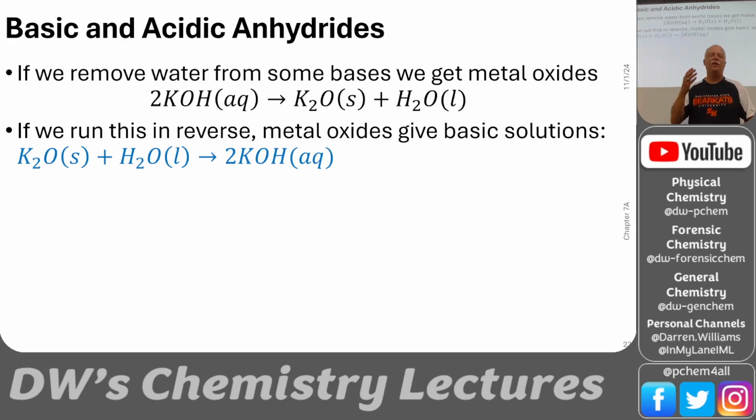If we run this in reverse, then it can give basic solutions. So if we take something like potassium oxide, what happens when you burn stuff? You get ash, right? You've heard of that. What if you burn potassium and you make potassium oxide? It's burnt potassium. It's potash. You've heard of potash, potassium ash. This is what you get: this solid substance, potassium oxide. If you put that in water, you get a basic solution. So it's essentially running this reaction in reverse. We're adding water to that structure and forming hydroxides with the potassium.